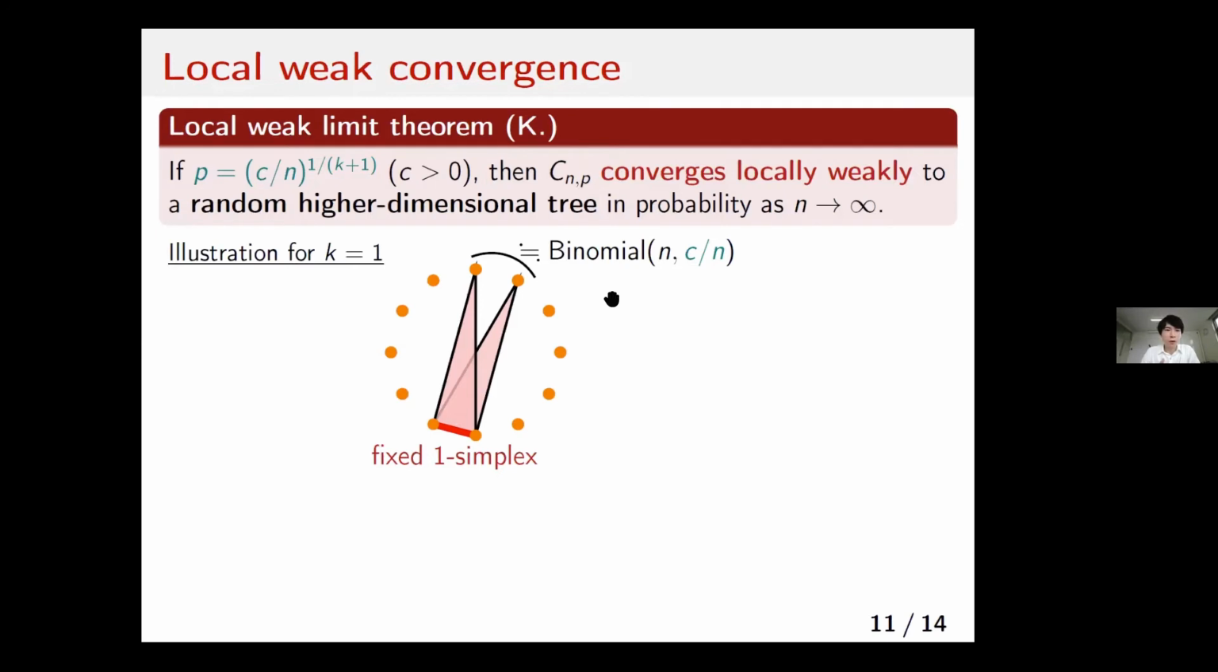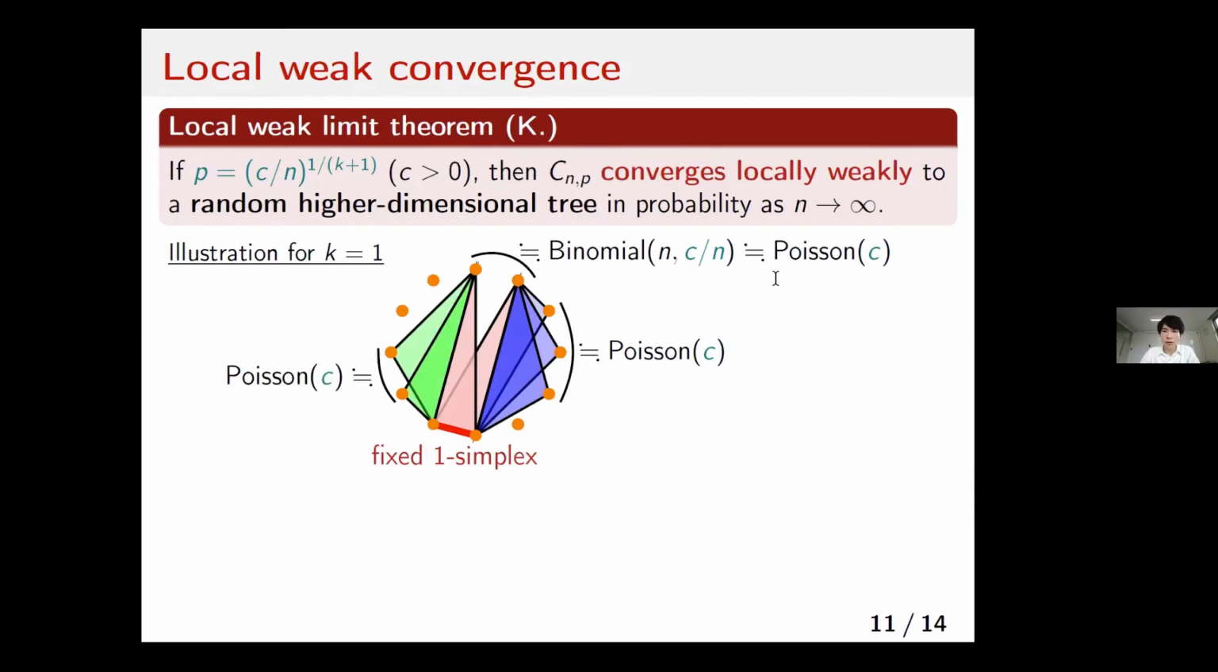And from the setting of parameter P, this binomial distribution can be approximated by the Poisson distribution. And this process continues again and again. Then the Poisson branching higher dimensional random tree comes up as a limiting object.